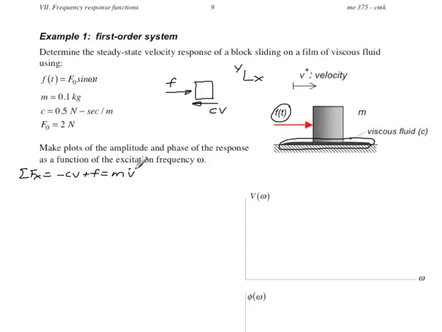So what I will do then is put this equation in standard form by dividing through by the coefficient in front of V, and then bring the V on the same side as the V dot. So this becomes m over c V dot plus V is equal to the applied force F divided by c. And F was equal to F naught sine omega t, so that's F naught over c sine omega t.